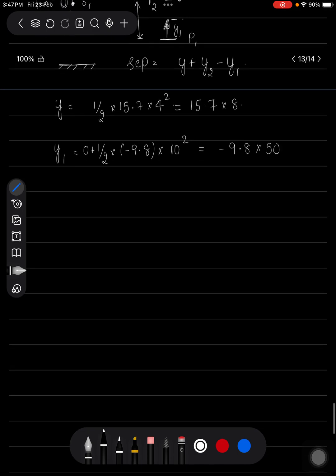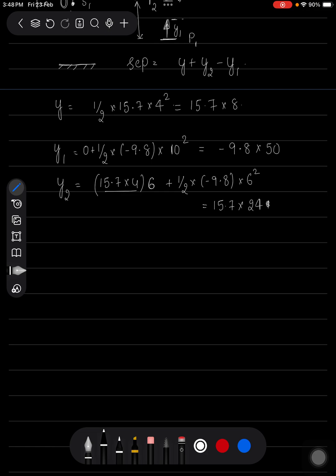Right? Next, similarly, y2 is the distance traveled by the second stone in 6 seconds. It is having an initial velocity which is 15.7 into 4. This is the initial velocity multiplied by the time of travel, 6 seconds here, plus half into acceleration, which is minus 9.8, into the time of journey, here 6 square. So this will be 15.7 into 24, plus, sorry, not plus, minus 9.8 into 36 by 2, which will be equal to 18, right?